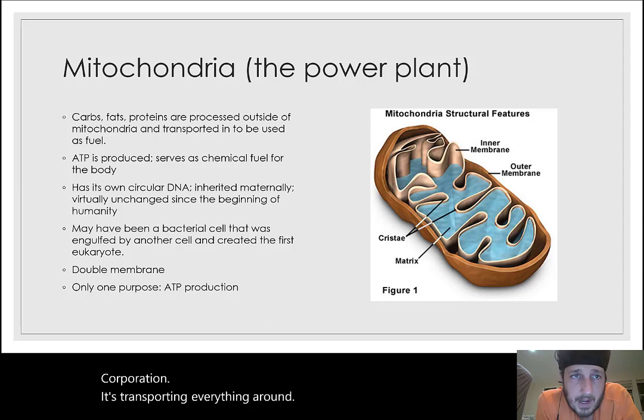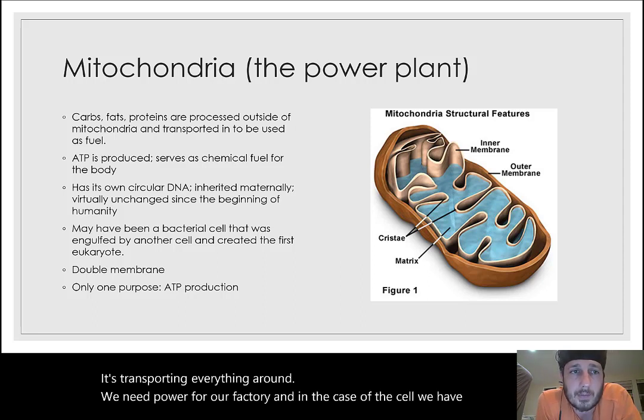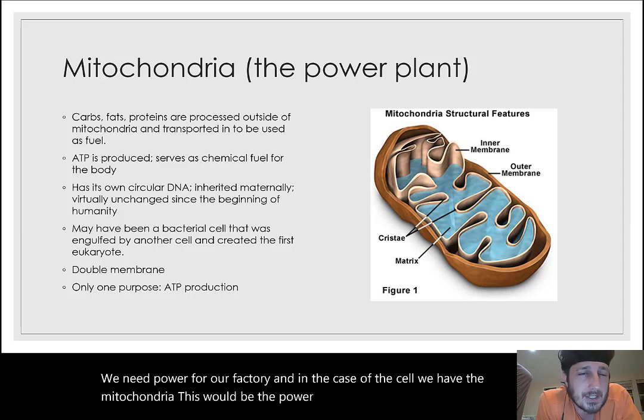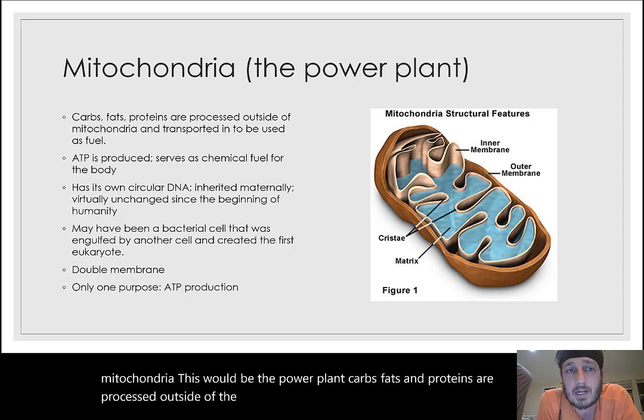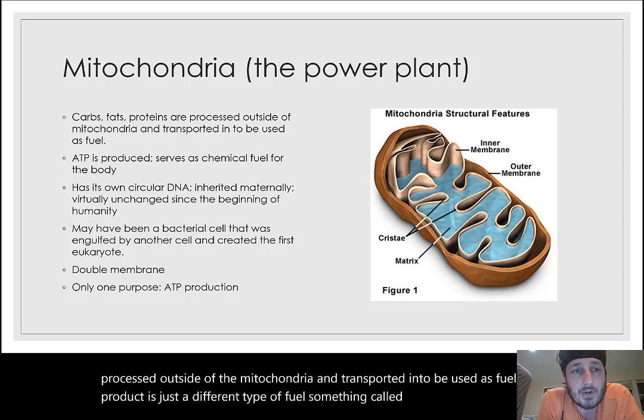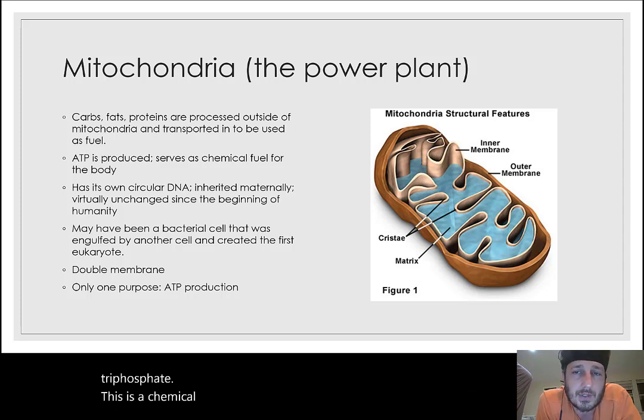We need power for our factory, and in the case of the cell, we have the mitochondria. This would be the power plant. Carbs, fats, and proteins are processed outside of the mitochondria and transported in to be used as fuel. The product is just a different type of fuel, something called ATP, adenosine triphosphate. Now, this is a chemical fuel that the body can use to drive chemical reactions.